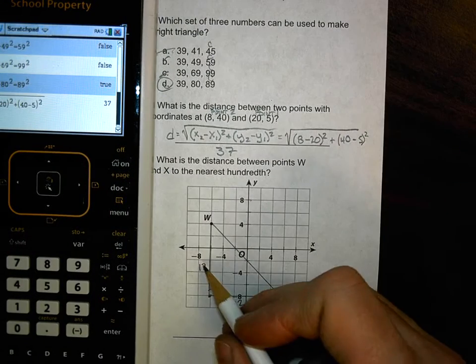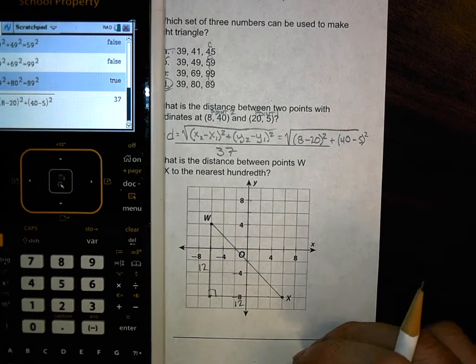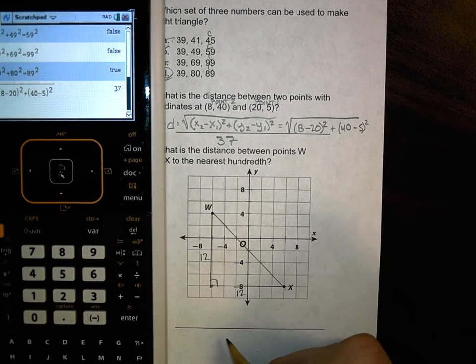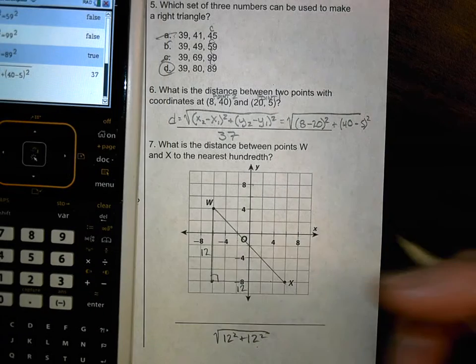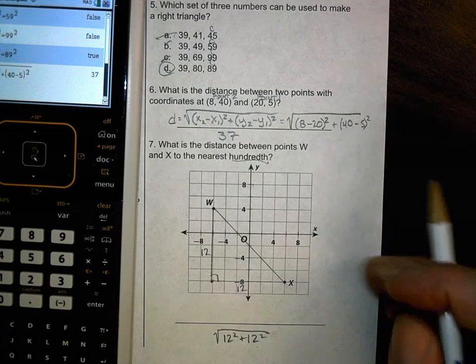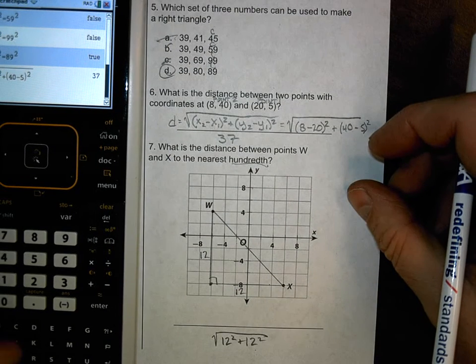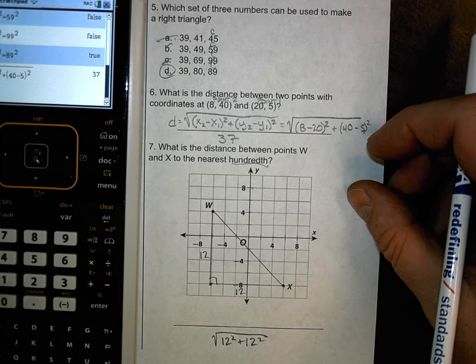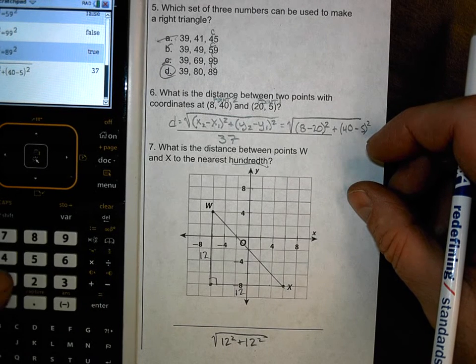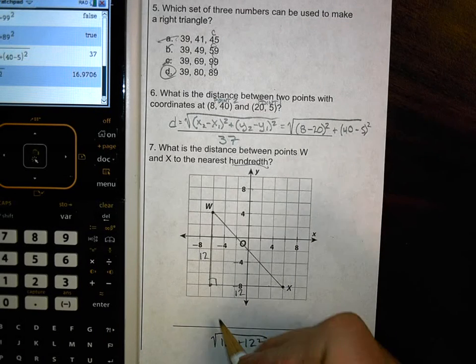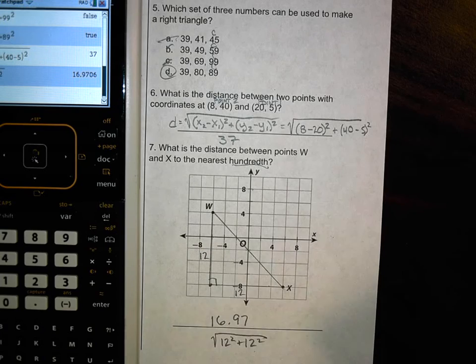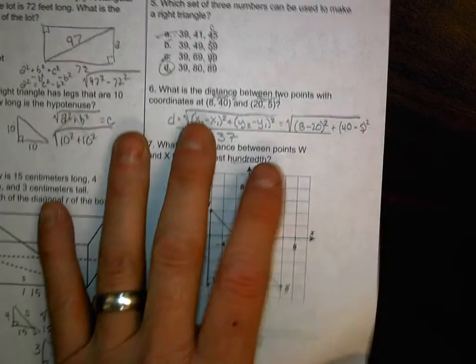And I got a squared plus b squared equals c squared. So I'm going to use the line down here because I got some space. So I'm looking for the square root of 12 squared plus 12 squared. And remember up in our problem, it says to the nearest hundredth. So when I get my answer, I'm going to pay attention to that. So 12 squared plus 12 squared. Hit enter. I get 16, and hundredth is 2 places. 16.97. All right, there's the front side. Let's do the back.